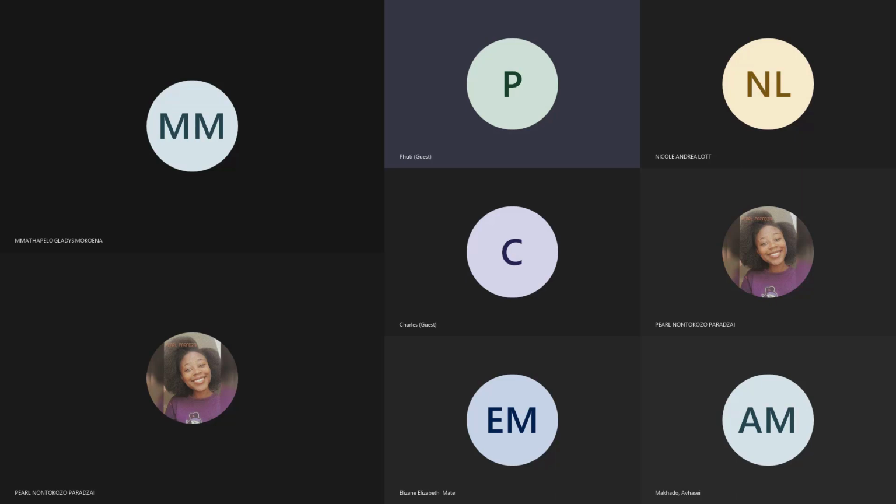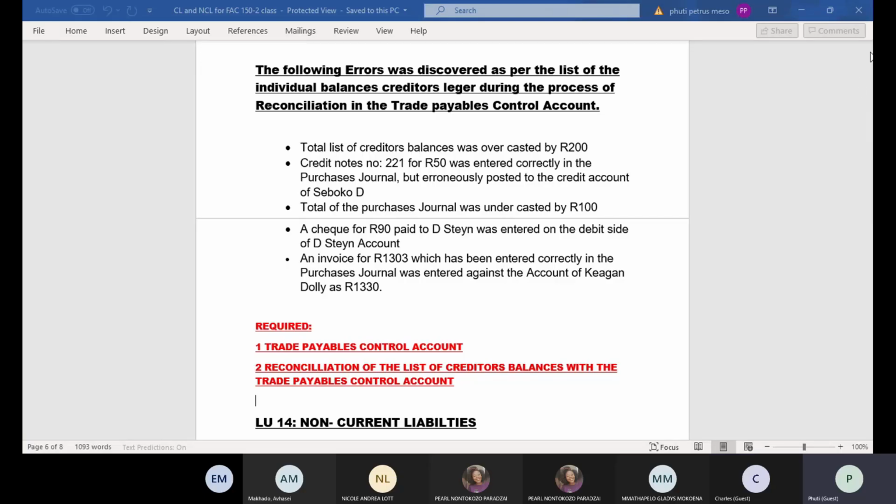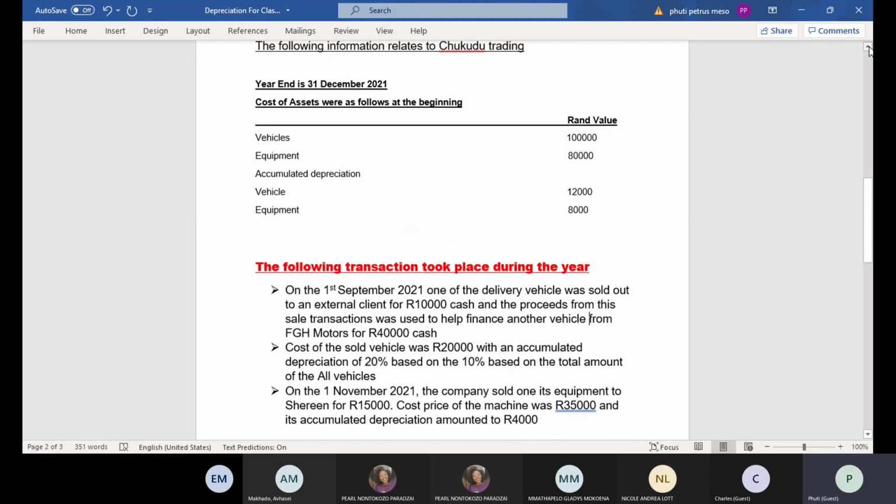Okay. So there was a question that we did not finish. I want us to finish up this question, and then we'll move on to trade and current liabilities and the non-current liabilities. Right, the question goes as follows.